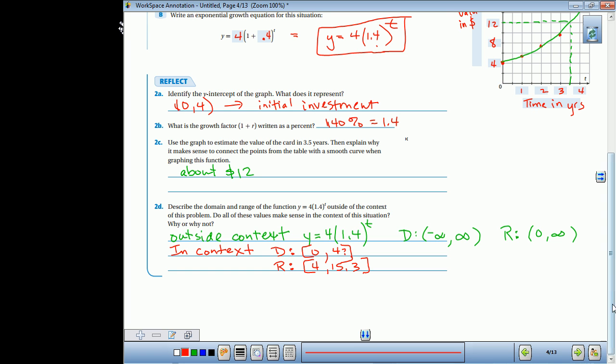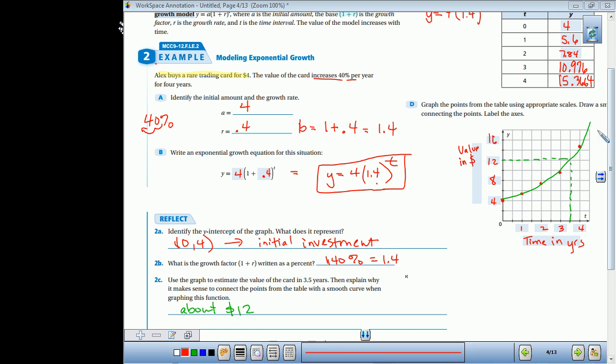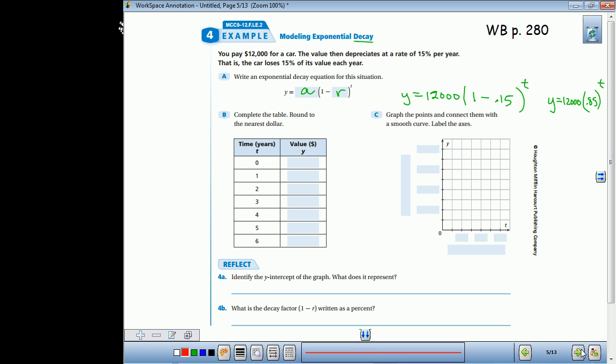Okay, so this is growth, and it is increasing from left to right. And according to our graph, it increases forever, even though we talked about how forever really doesn't make sense when we're talking about a baseball card. Okay? All right, now flip on over to page 280, and we're going to investigate some exponential decay.